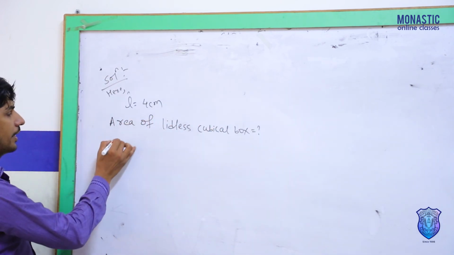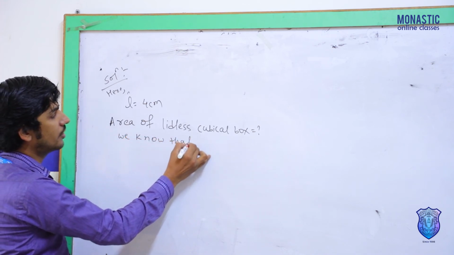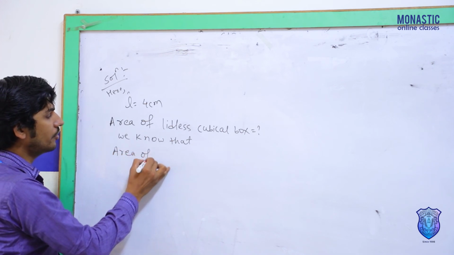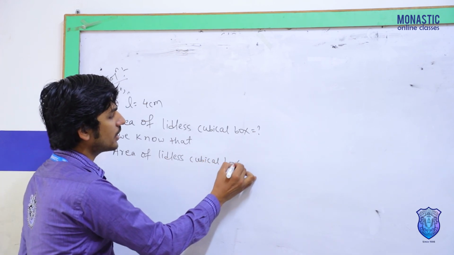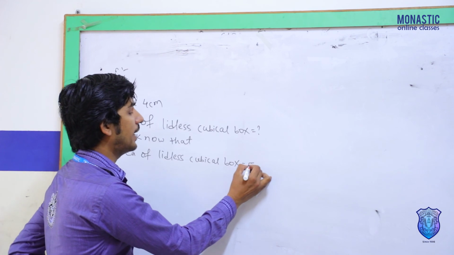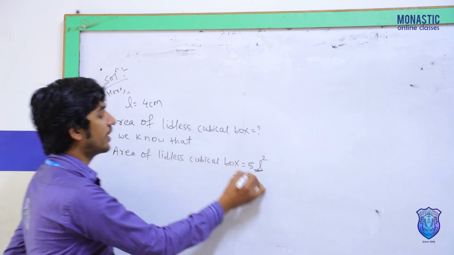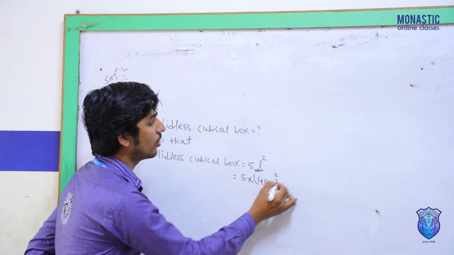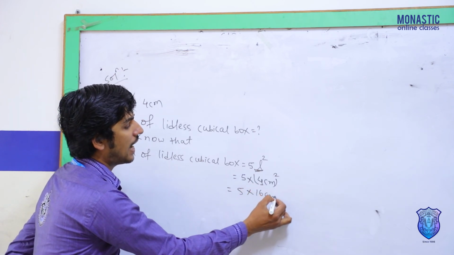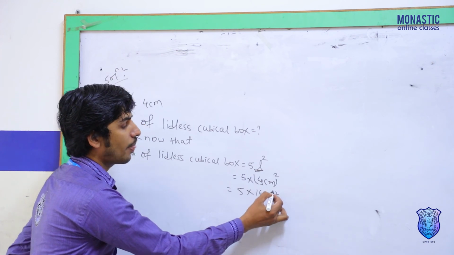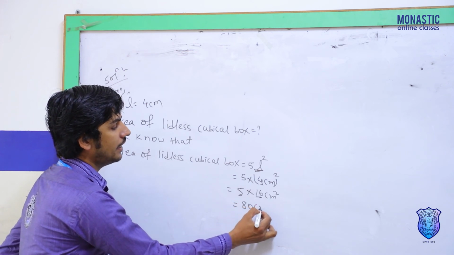See, take here. So what we are knowing? We know that area of lidless cubical box is equal to how much? So you are knowing that is 5L square. Take 5 into a length, how much given? That is 4 centimeter whole square. Take the 5 into the 4 square, how much? 16. cm into cm, a square cm. Multiply both, which 5 and 16, how much? The 80 square cm.